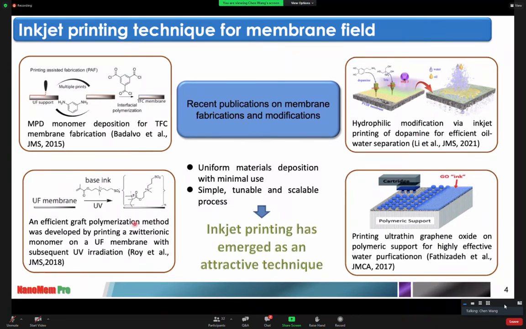In the third study, an efficient graft polymerization method was developed by printing a twisted ionic monomer on a UF membrane with subsequent UV radiation. In the last study, they printed atrazine graphene oxide on a polymeric support for highly effective water purification. Because of the uniform material deposition with minimum use and the simple, tunable and scalable process, inkjet printing has emerged as an attractive technique in the membrane field.